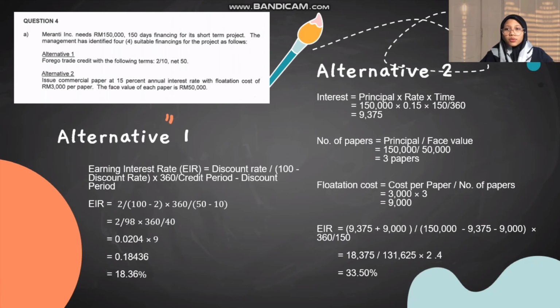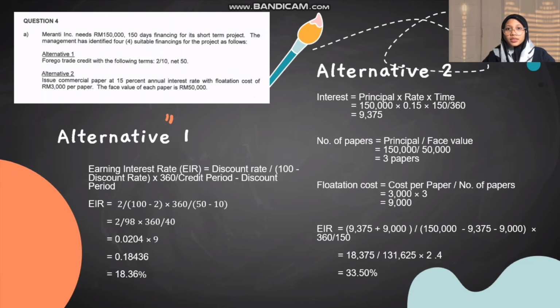First is alternative 1. You can see here, EIR is discount rate divided by 100 minus discount rate and multiply with 360 days divided by credit period minus discount period. So I get 80.36%. And alternative 2 says issue commercial paper at 50% annual interest rate with flotation cost of 3,000 ringgit per paper. The face value of each paper is 50,000 ringgit.